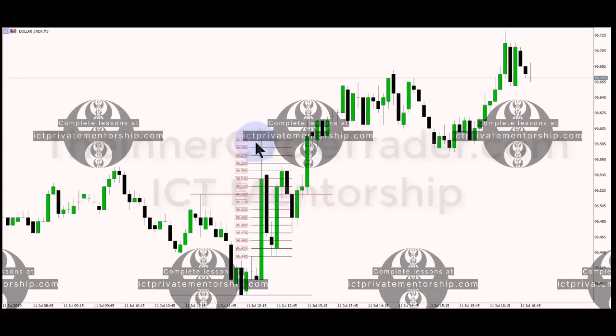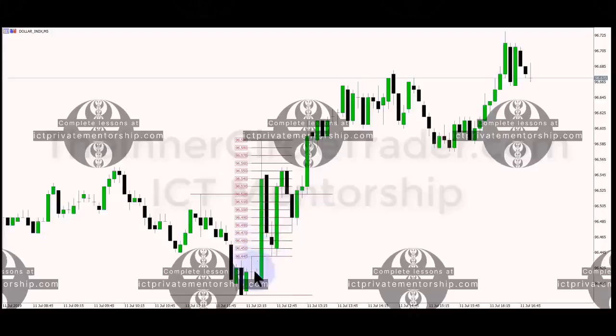When we look at fair value gaps, BISI, SIBI, things of this nature, liquidity voids, anything that constitutes an imbalance, what does that really mean, and how is it beneficial to us to look for them? When we get key levels off of a monthly, weekly, daily, or 4-hour, we can anticipate these low resistance liquidity runs to form. But when they form, they leave porous wicks in the back.